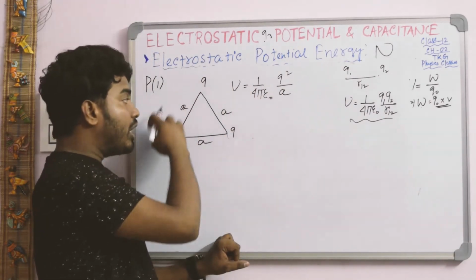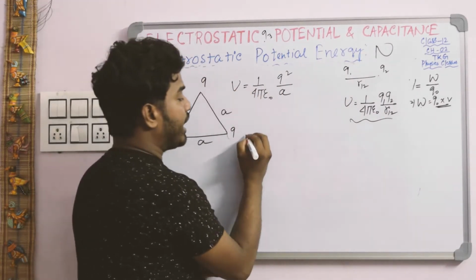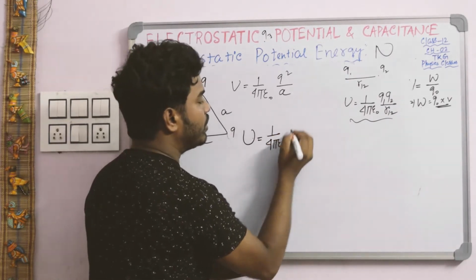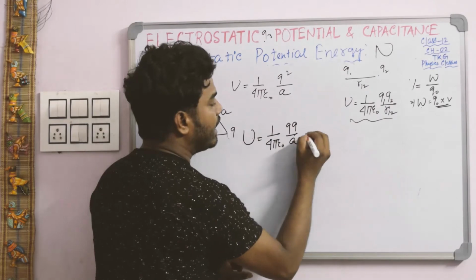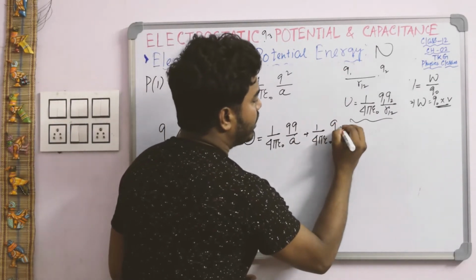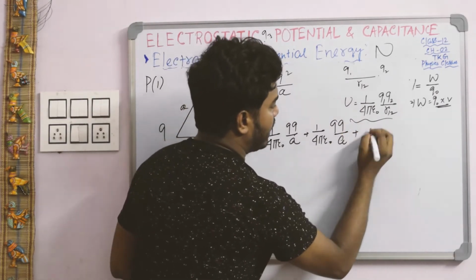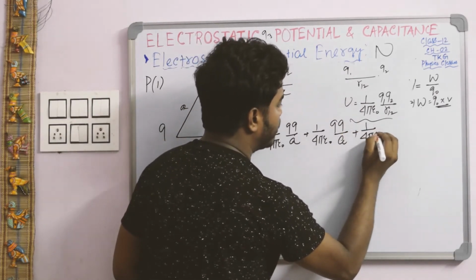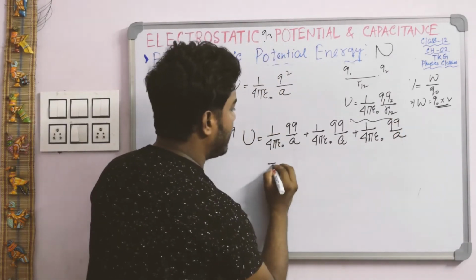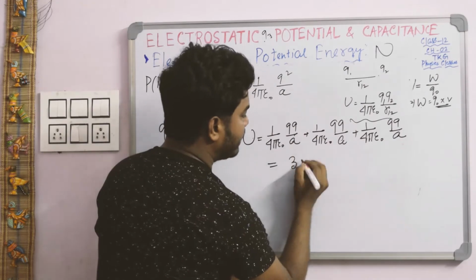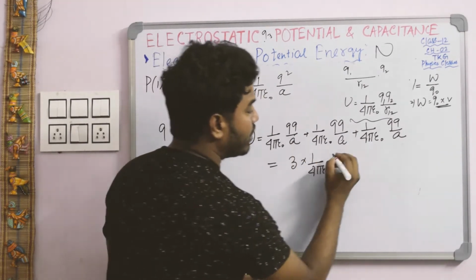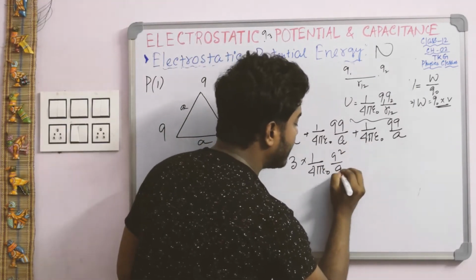So what will be the total potential energy? The total potential energy U is 1 by 4 pi epsilon naught Q square by A plus 1 by 4 pi epsilon naught Q square by A plus, there is another part, 1 by 4 pi epsilon naught Q square by A. So the total expression will be 3 into 1 by 4 pi epsilon naught Q square by A.